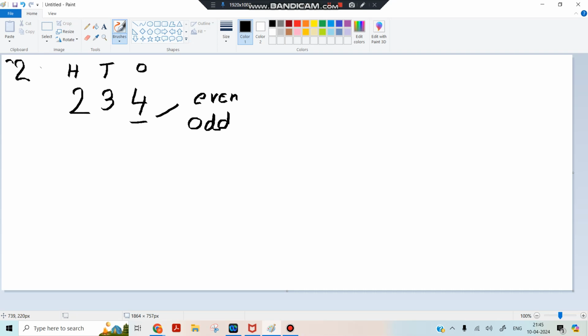Everyone must be knowing what are even numbers and what are odd numbers. Even numbers are 2, 4, 6, 8, 10, and 12, 14, and thereon. Odd numbers are 1, 3, 5, 7, 9, 11, 13, and so on. So if the digit in the ones place or ones house is even, then my full number that I'm considering is even, and if my number is even, it will be divisible by 2. Means the remainder will be 0.